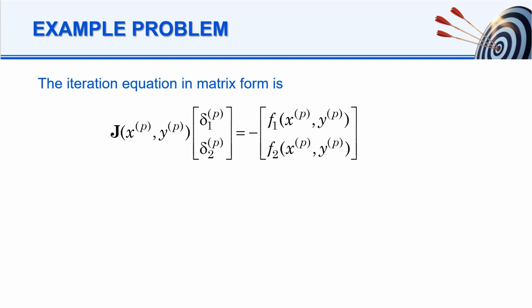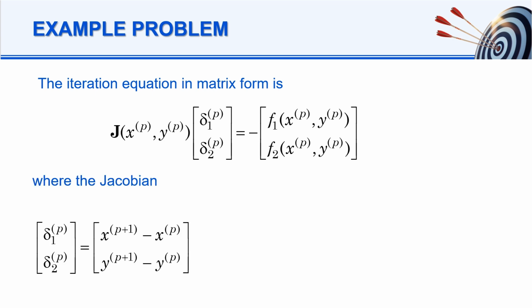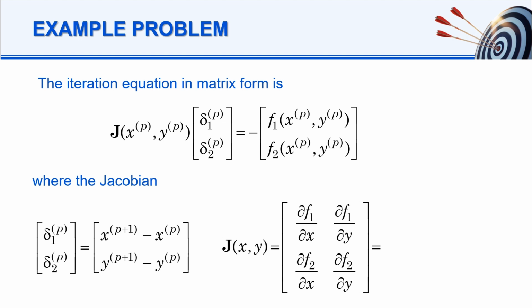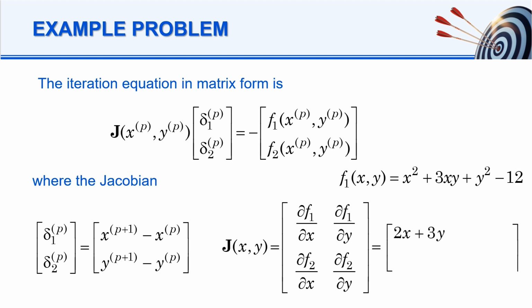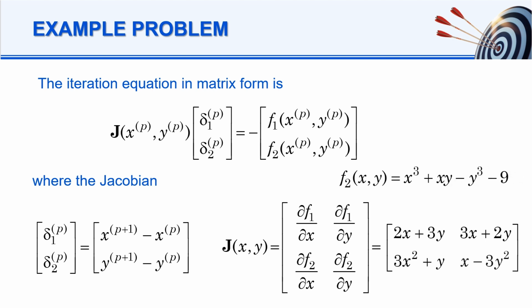The iteration equation has the matrix equation form, where delta is the displacement vector. The matrix J is the Jacobian matrix, which is constructed by taking the partial derivatives of f1 with respect to x and y, and partial derivatives of f2 with respect to x and y.